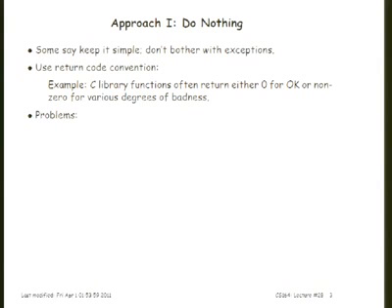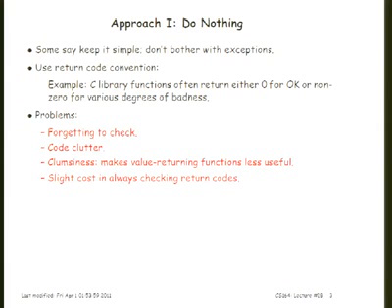Let's see, do I have it? Yes, forgetting to check, and code clutter. All of your code has these explicit checks in it at each point. You allocate something: char star foo equals malloc blah blah blah. If foo equals null, then blah. And so things get a little bit hard to read. There is also the slight cost of always checking these error codes, although that's probably the least of our problems. So along came exceptions to solve this problem, and we will look at them in more detail on Monday.